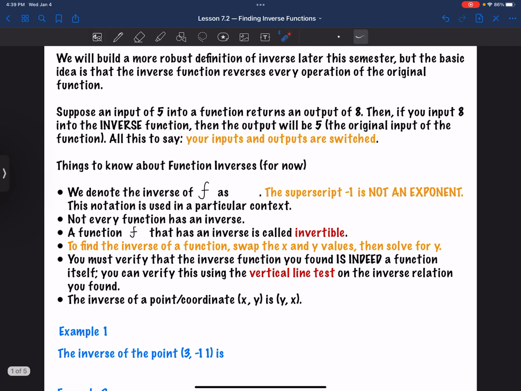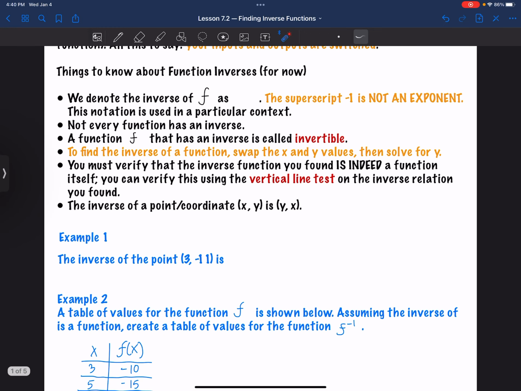Suppose I have an input of 5 into a function, and it returns an output of 8. An inverse function swaps x and y. So you just take your x and y and switch them. If my input is 5, that's x, and my output is 8, which is y, then I just switch those. So if I input 8 into the inverse, meaning 8 is now x, then the output of the inverse will be y, which is what we originally input. So all of this is just to say that x and y switch. Your inputs and outputs are switched.